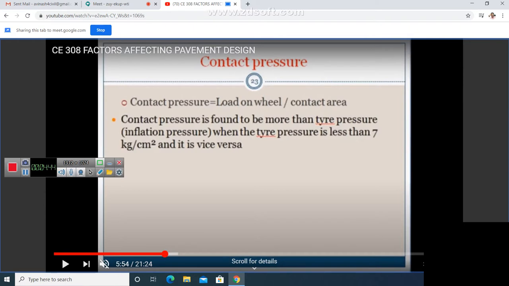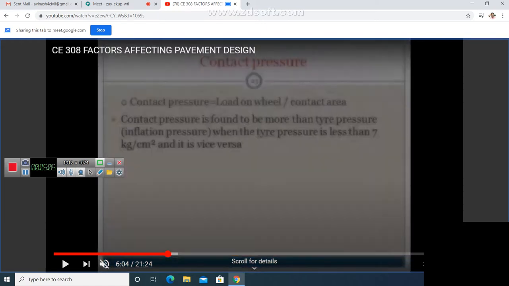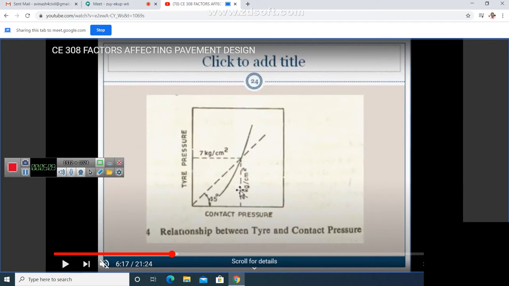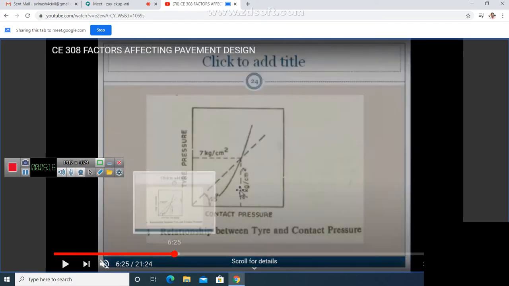Next thing which we have to study is the contact pressure. Contact pressure is equal to the load on wheel divided by the contact area. Contact pressure is found to be more than tire pressure when tire pressure is less than 7 kilogram per centimeter square, and vice versa. Now let us get into the details. This is the relationship between tire and contact pressure. Observe this graph.